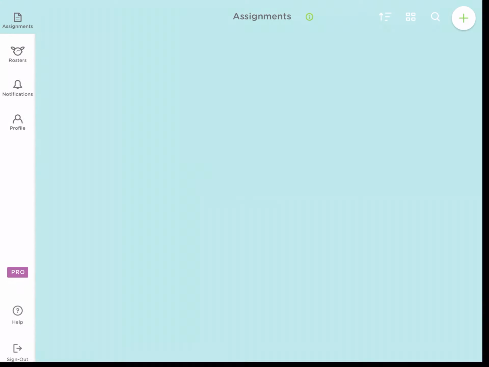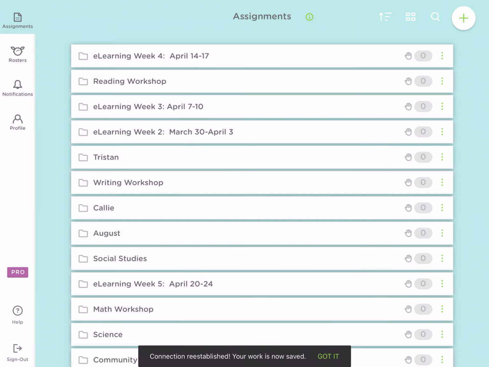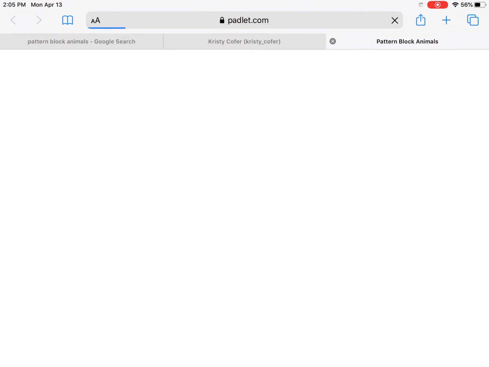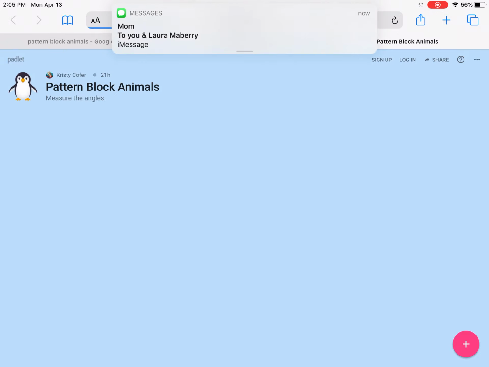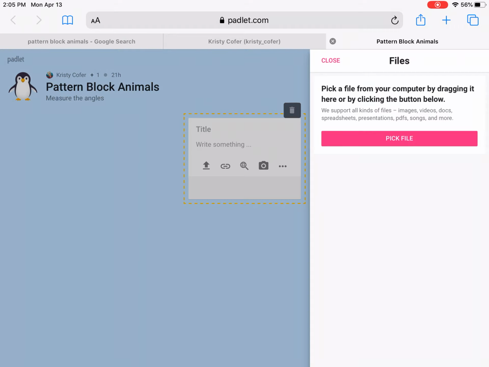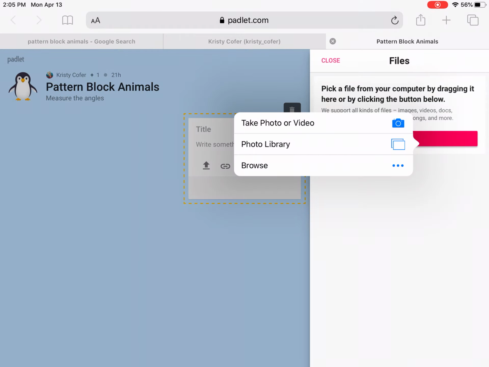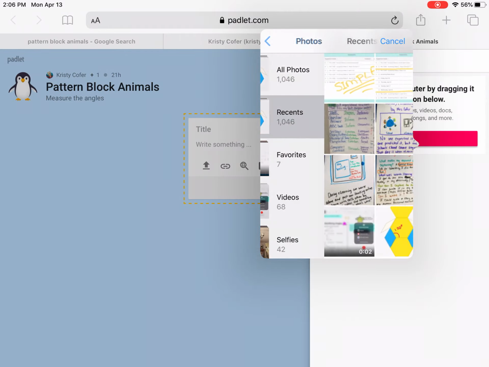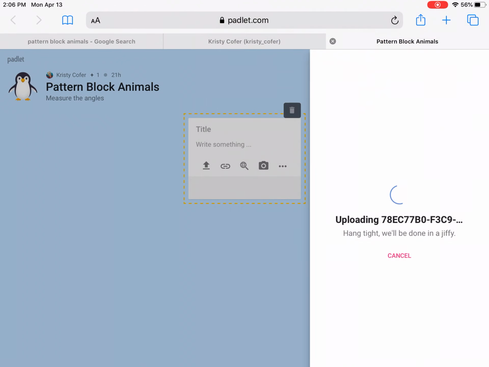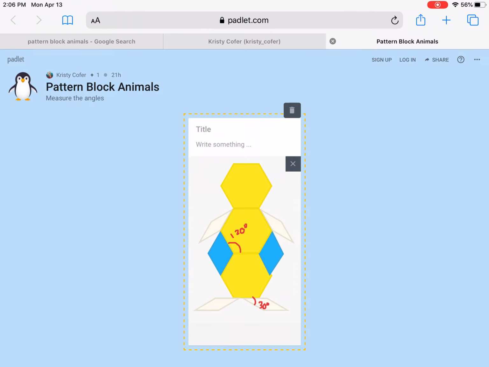let's try that again. Sometimes these things happen. All right, we're going to try that again. Upload, pick a file from my photo library. Yeah, I'm going to pick my penguin. And then I can put my name on the top since it's my penguin.